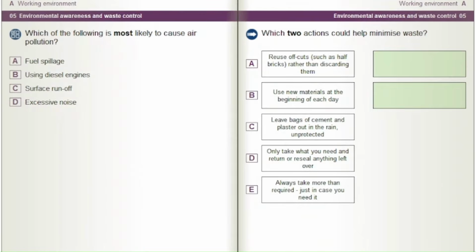Which of the following is most likely to cause air pollution? Fuel spillage, using diesel engines, surface runoff, excessive noise.